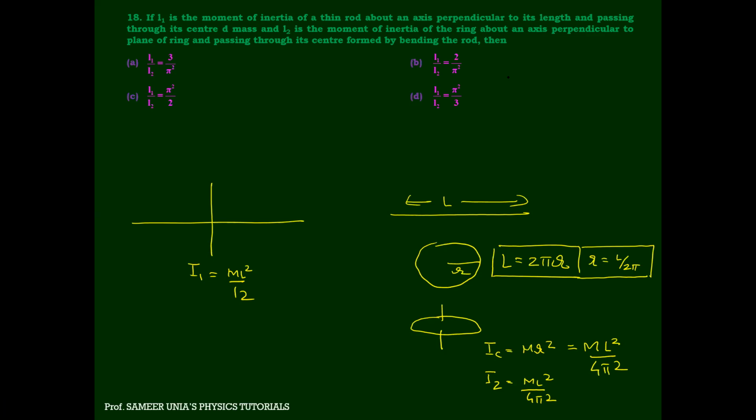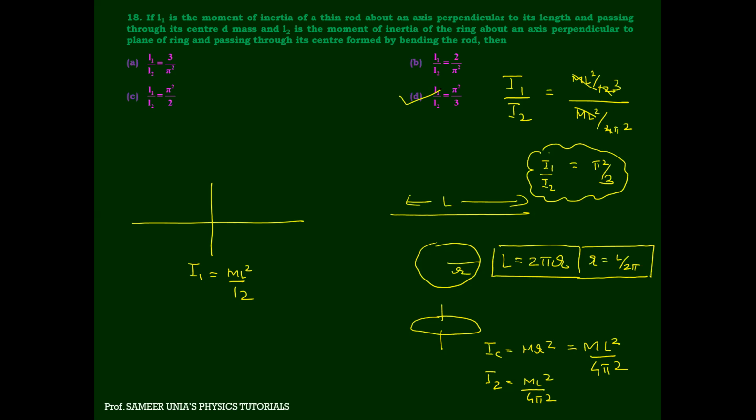They are asking what is the ratio of I1 to I2. कोई बड़ी बात नहीं है, simple है. I1 is ml square by 12. And this is ml square by 4 pi square. ml square कट गया. 4 3s are 12. So it will become pi square by 3. Hello? Yes or no? Clear है?